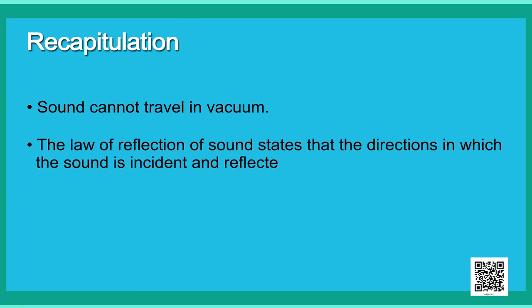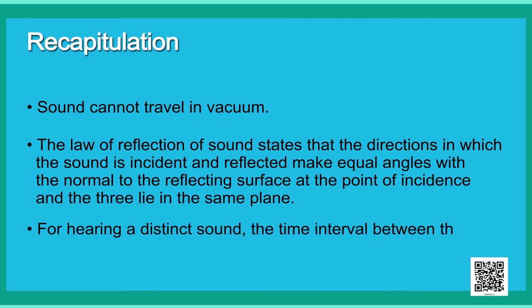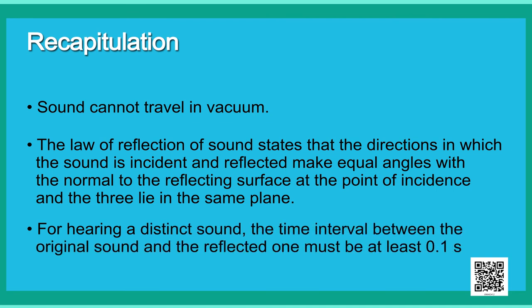The law of reflection of sound states that the directions in which the sound is incident and reflected make equal angles with the normal to the reflecting surface at the point of incidence, and the three lie in the same plane. For hearing a distinct sound, the time interval between the original sound and the reflected one must be at least 0.1 second.